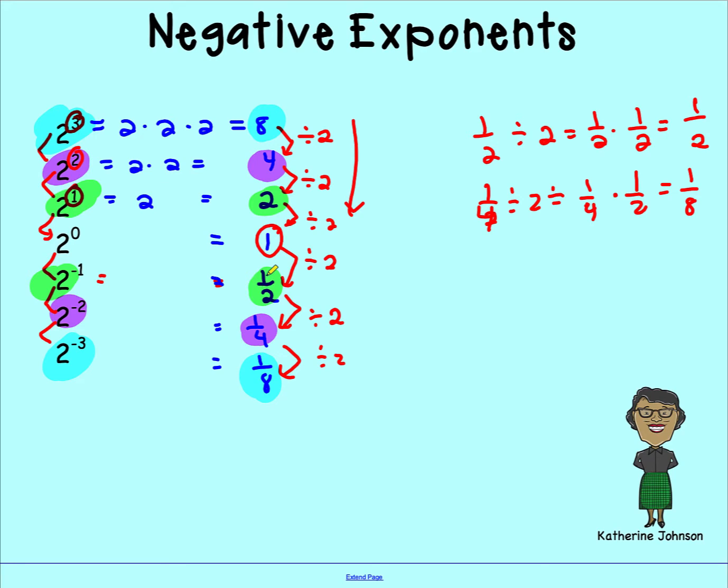What I notice is that when I had opposite exponents, 3 and negative 3, 8 and 1/8 are reciprocals. When I had opposite exponents, 2 and negative 2, 4 and 1/4 are reciprocals. Remember, a reciprocal is taking a number and writing it so its numerator and denominator are inverted. And when the exponents were 1 and negative 1, I got reciprocals again, 2 and 1/2.